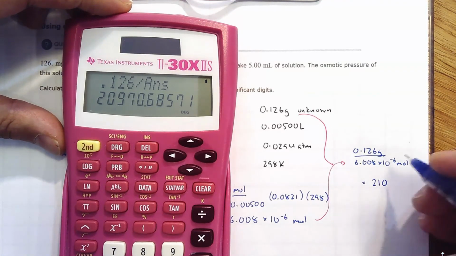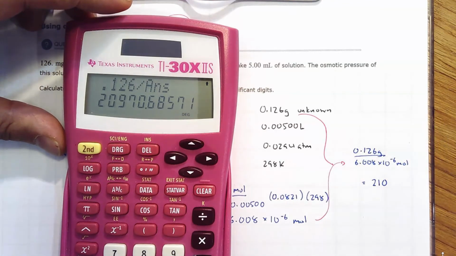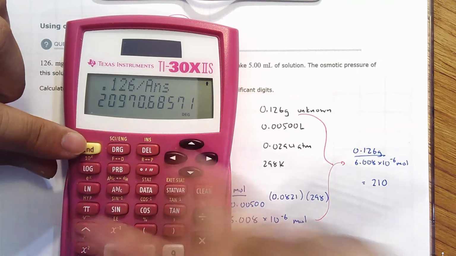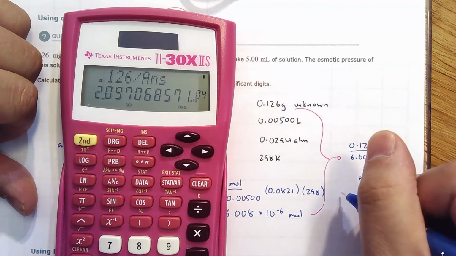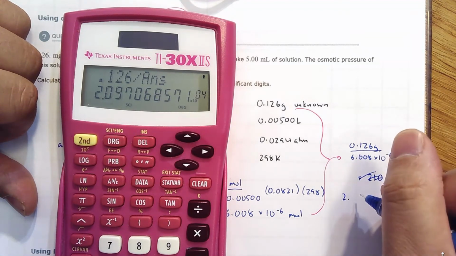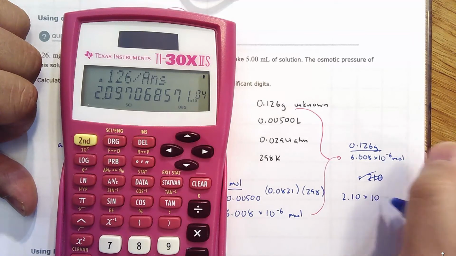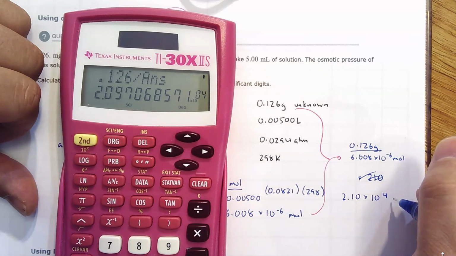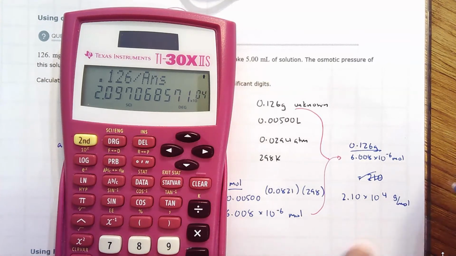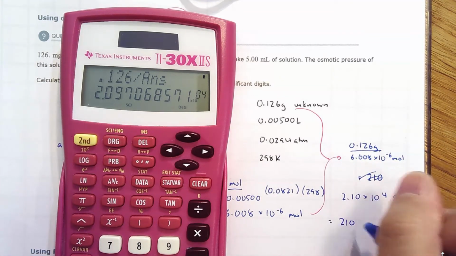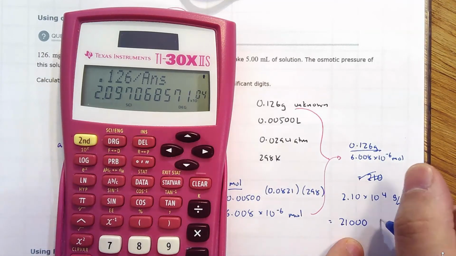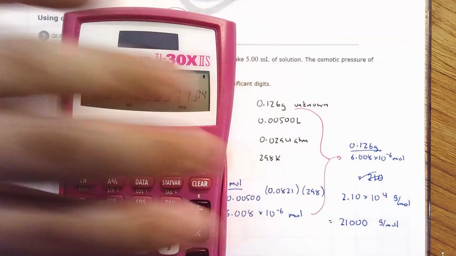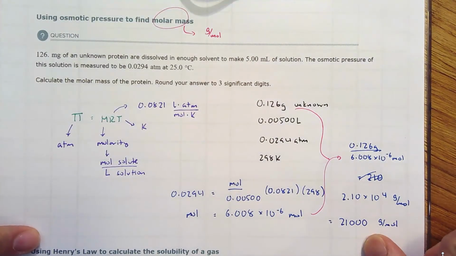Well, how do I represent 3 significant figures if the number is 20,970? Let me go back to scientific notation, and we'll give 3 significant figures. 2.10 times 10 to the 4, and that is grams per mole. So it's large. That's the same as 21,000 grams per mole. But it's a protein, and proteins can get that large. They could actually be much larger.